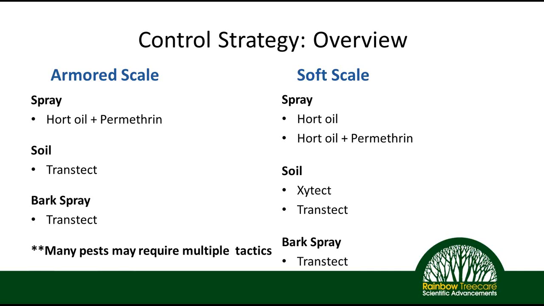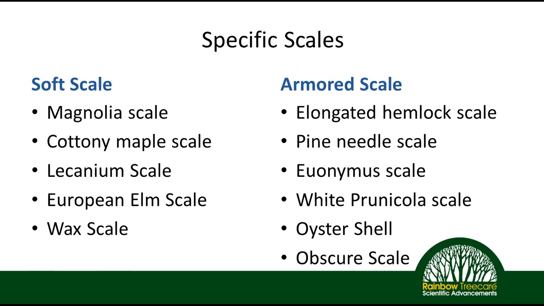But you really have to try and hit that crawler stage when it's present, or else really the adults are not susceptible to permethrin. Additionally, you could do a soil application of Transdect or a bark spray application of Transdect. And I'm actually going to walk you through a couple different specific scales. And keep in mind that the strategies that I just talked about, I will have generalized life cycles for you.